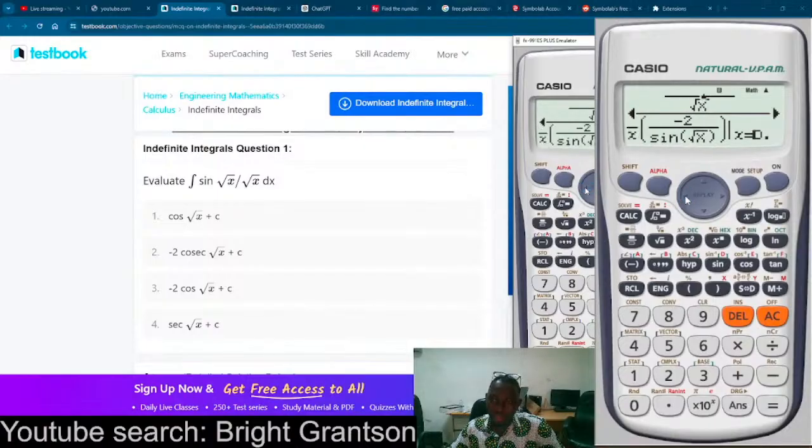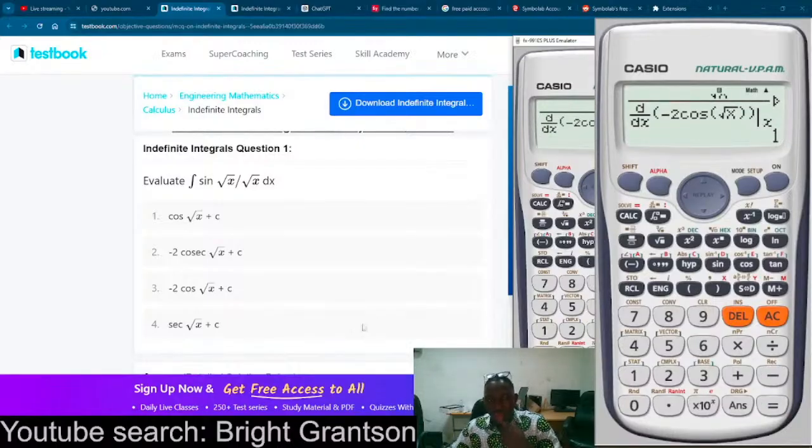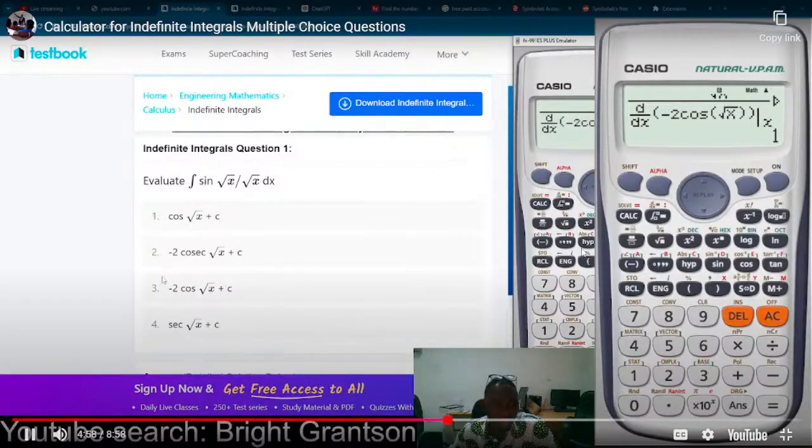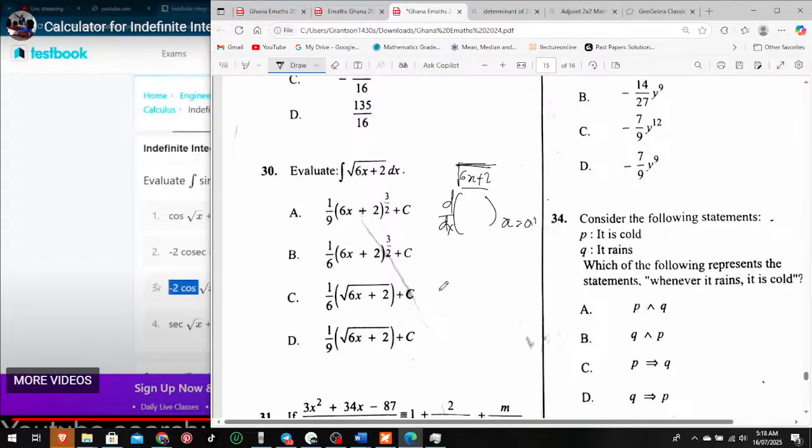Now let's try the third one. I'll keep on deleting the element in this bracket and write -2 cos root of x. We'll write the plus c and press equal to it. Then we get 1. So the correct option here is option C, which is this one. So guys, have you understood the process? So what did you say your answer was? Which one did you say was your answer?